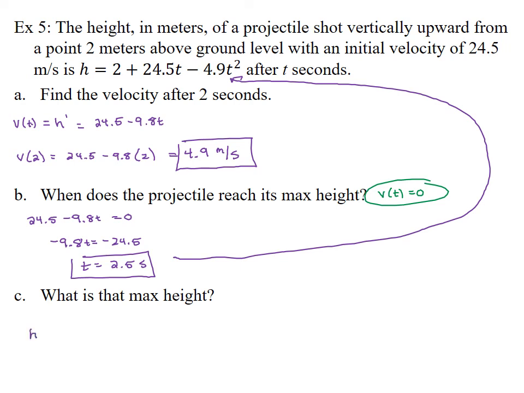So that would be h of 2.5 is equal to 2 plus 24.5 times 2.5 minus 4.9 times 2.5 squared. And once again, just get your calculator out. Give me a few seconds to do this because I can't do this part in my head. As good as I think I am, I'm not that good.